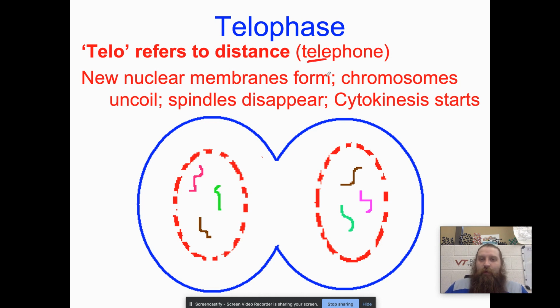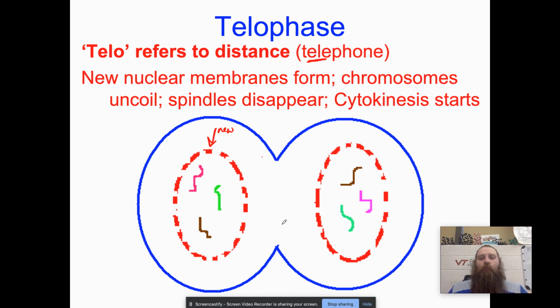And in telophase, the prefix telo is a Greek prefix, just like telephone, to call someone from a distance. That's where we get the word tele. It means distant or far or apart. And you can remember that telophase pulls apart the cell. We're getting new nuclear membranes, so they're reforming. The chromosomes are uncoiling. The spindle fibers are gone.